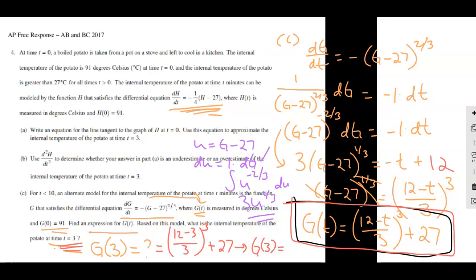12 minus 3 is 9. 9 divided by 3 is 3. 3 cubed is 27. 27 plus 27 is 54. So that true function value ended up being 54 degrees Celsius.